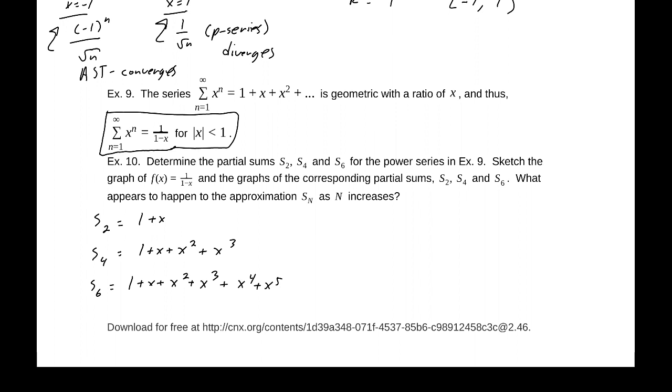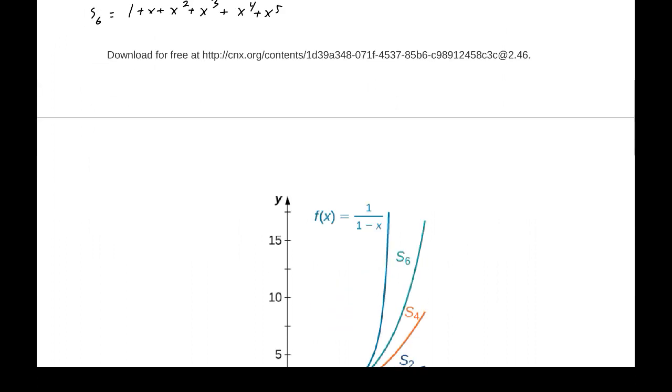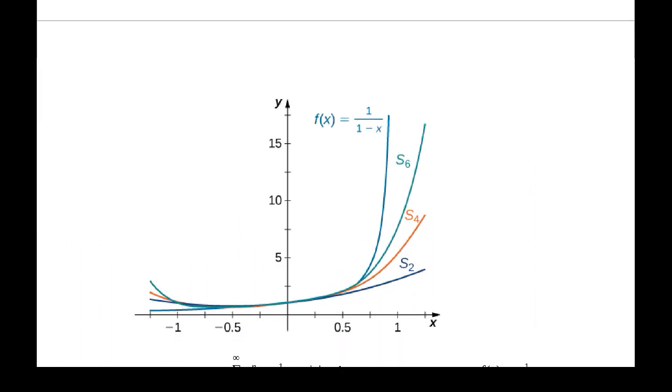Now, we want to look at the graphs compared to f(x) = 1 over 1 minus x and make an observation. What appears to happen to the approximation, the partial sum Sn, as n increases? In blue we have the function 1 over 1 minus x, and then we have blue, orange, and green. In the interval -1 to 1, which is what we're really concerned about, what appears to be happening as you go from 2 to 4 to 6, as the partial sums increase?